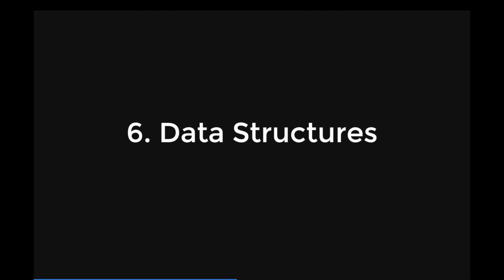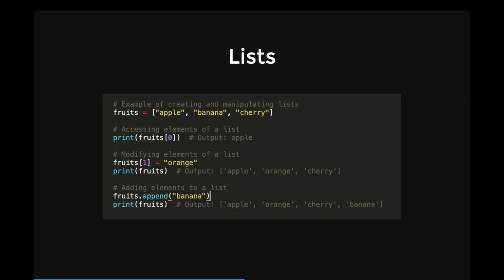Data structures. Data structures are an essential component of any programming language, including Python. They allow you to organize and manipulate data efficiently. In this section, we'll cover some of the built-in data structures in Python and how to work with them. So the first one is lists.